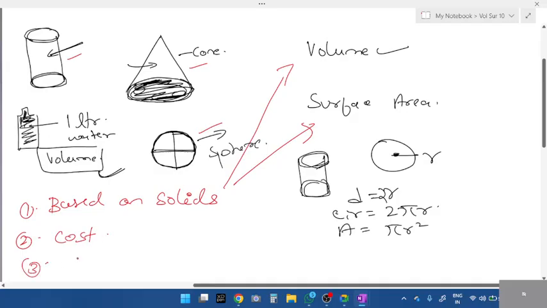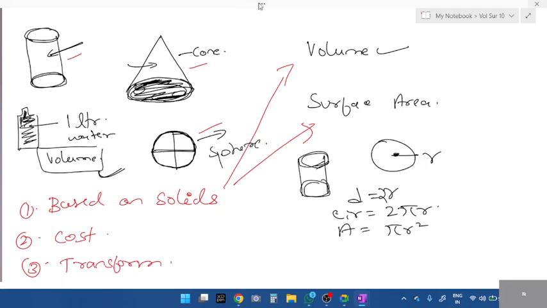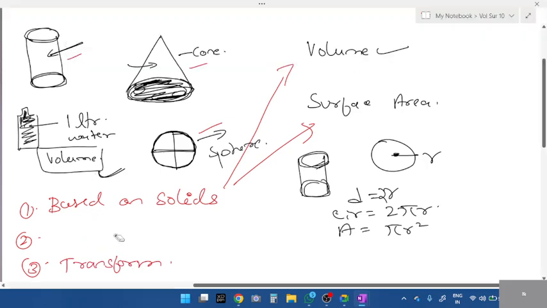Third type, transformation. No, not cost. Combine, students. Sorry, combine. One or two cost questions. The important part is they'll combine. So the first type is a single value. The second type, they'll combine it.